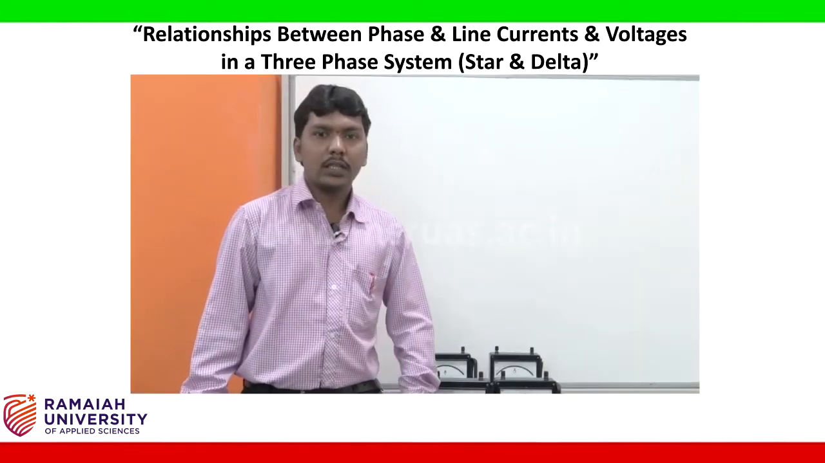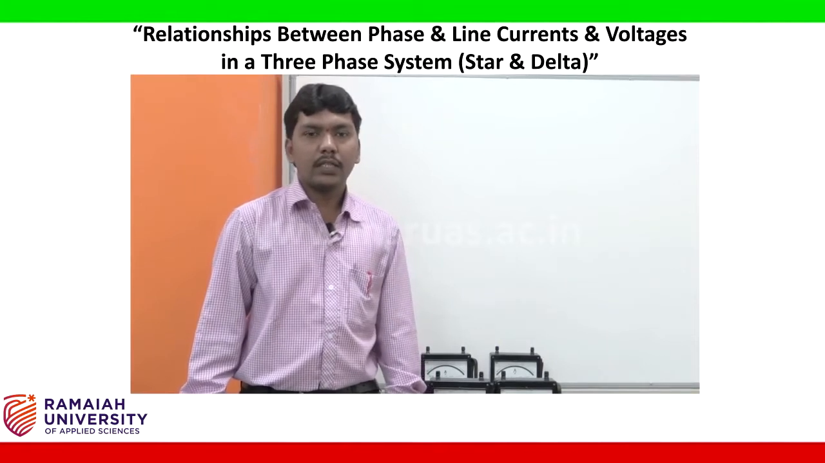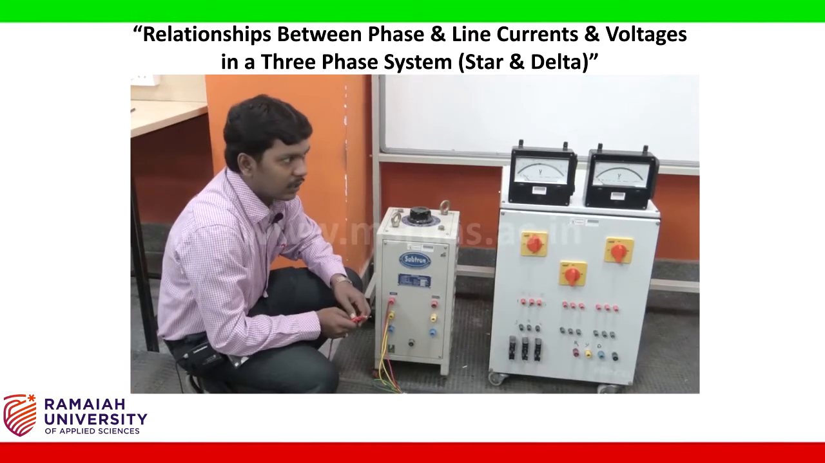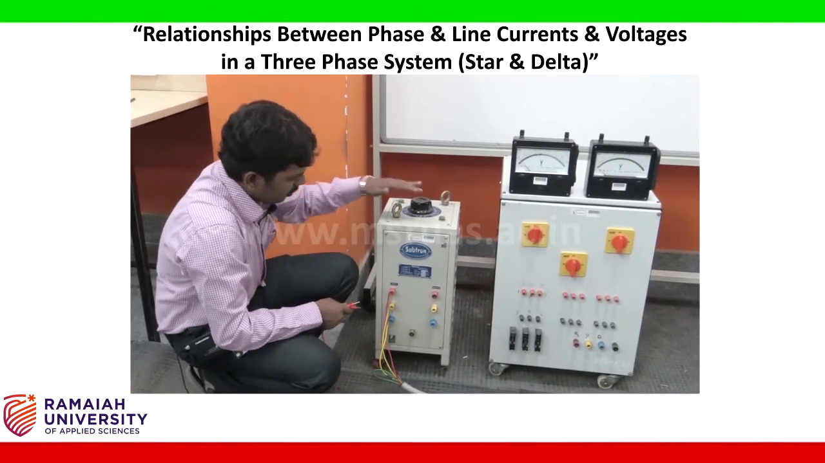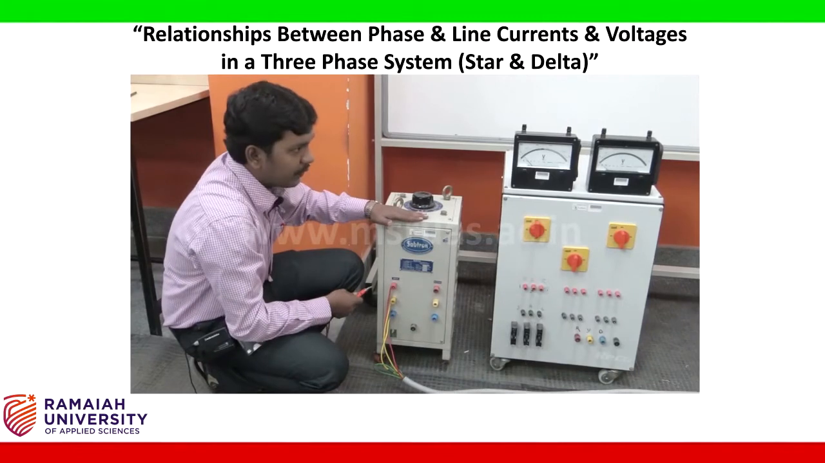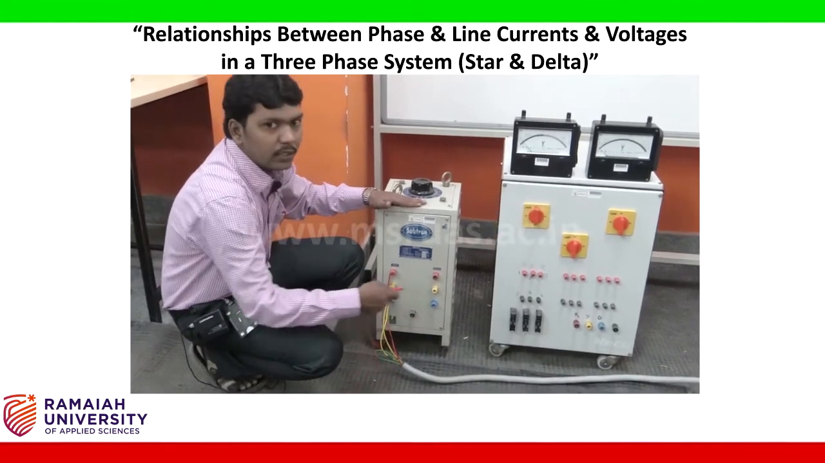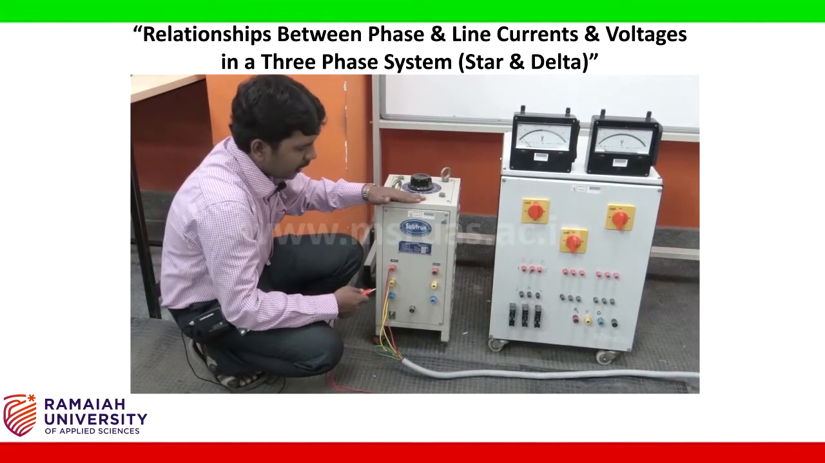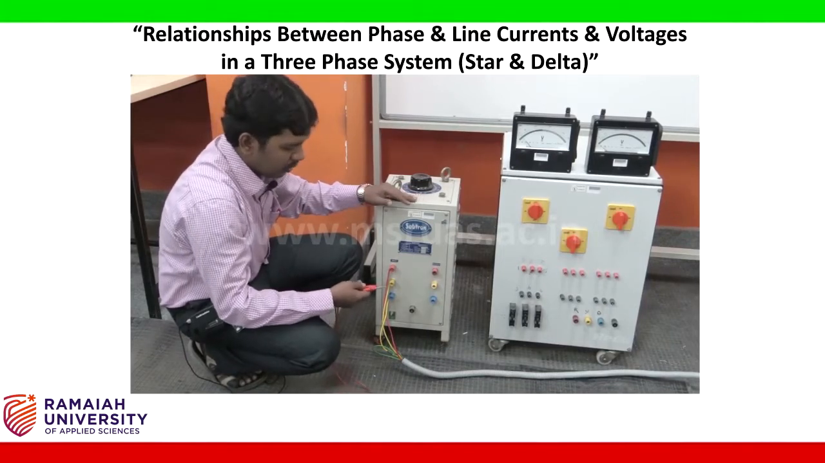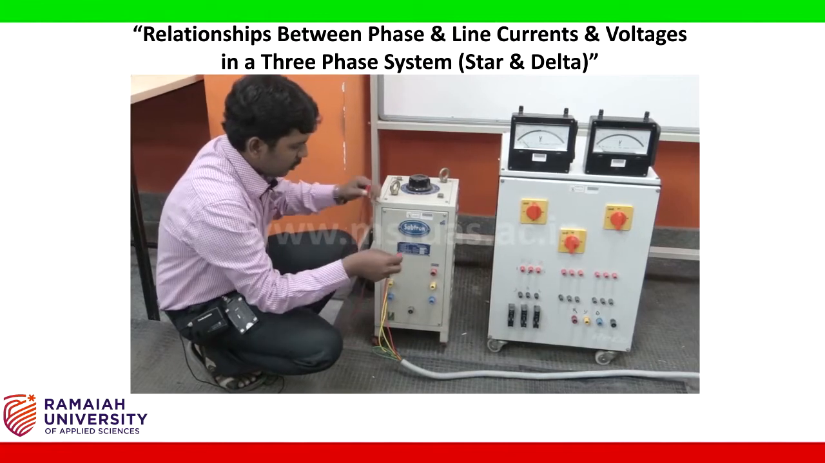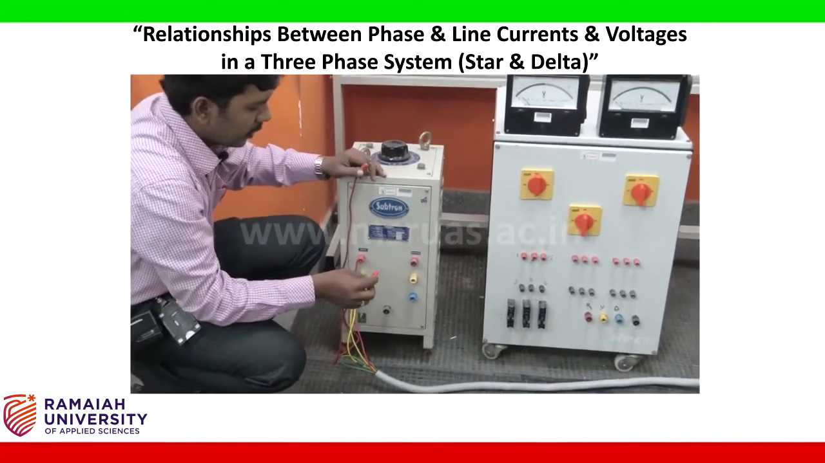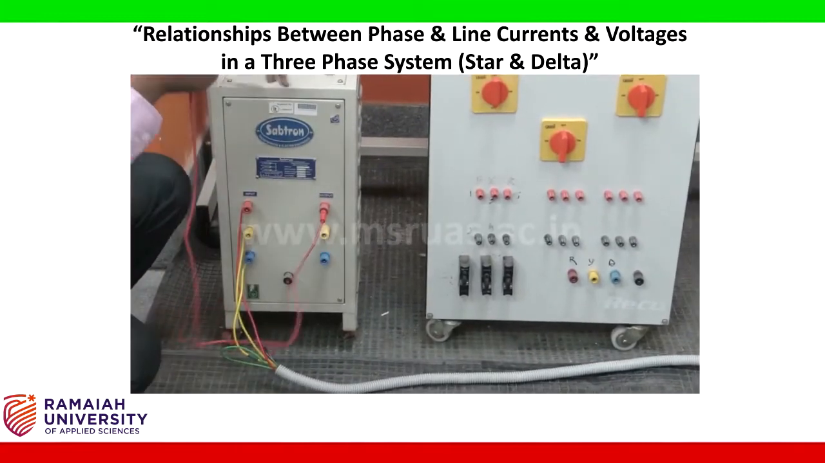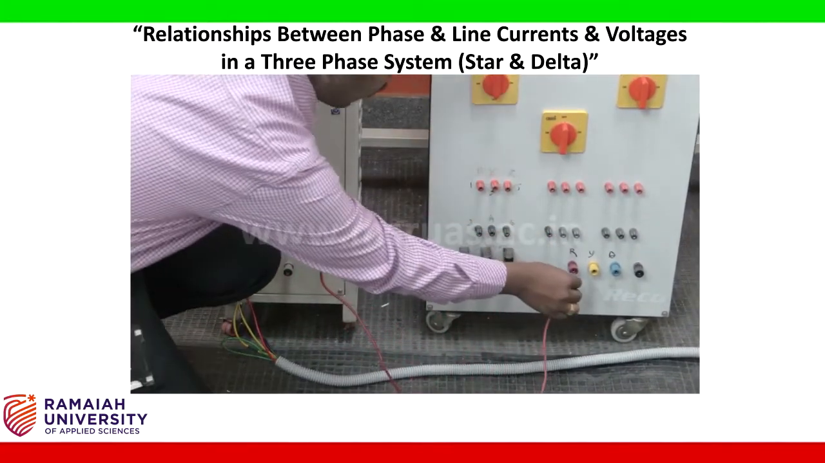Let us start the connections to verify the voltage relationship in a 3-phase system using star connection. So here the input of the 3-phase variac is already connected to the supply. Now we have to connect the output of the transformer to the load, and we just have to follow the color notation. That means the output of R phase is connected to the R phase of the load, that is R.